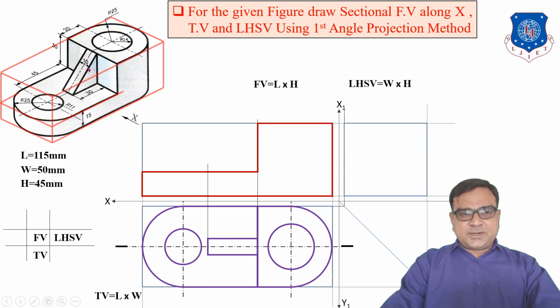Draw the front view of the rib. So you have to extend this line up to this. Now what is the front view of this line? Here. The front view of this line is here. And the front view of this surface: because the surface of the rib is inclined to the H plane and perpendicular to the VP, it is only a line.